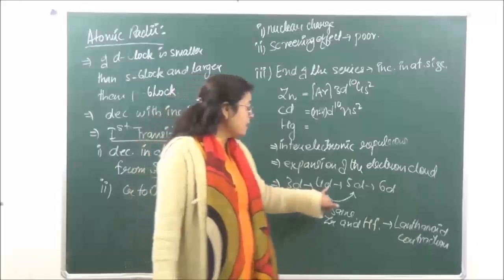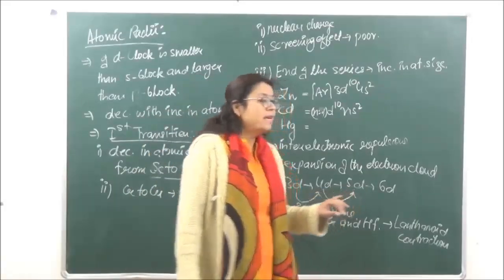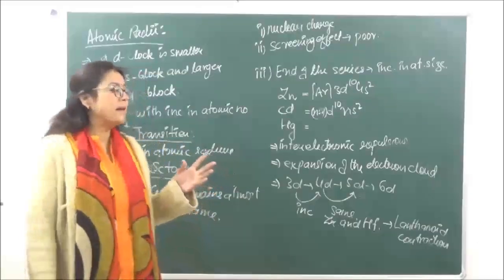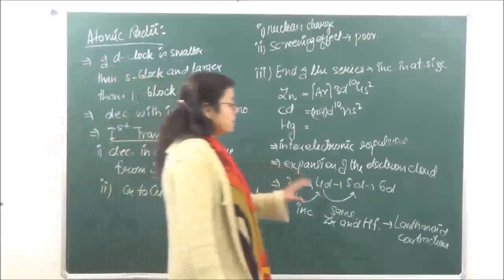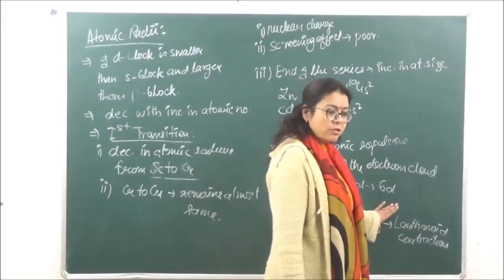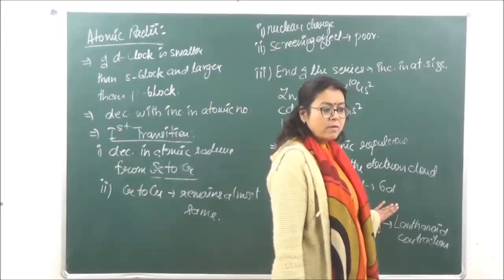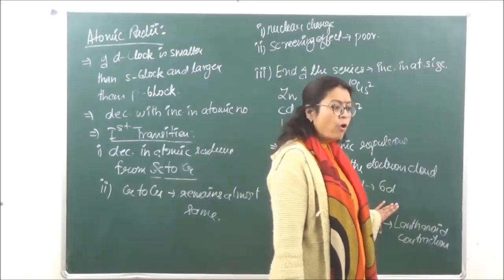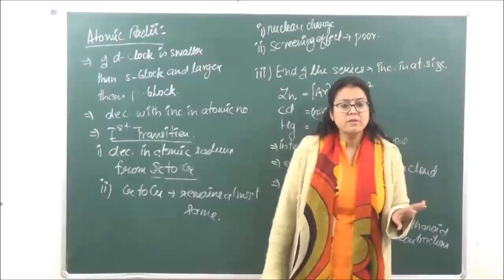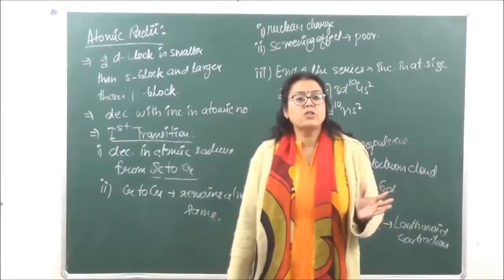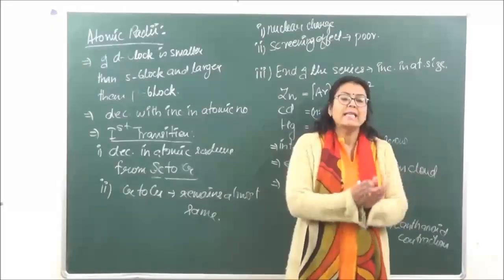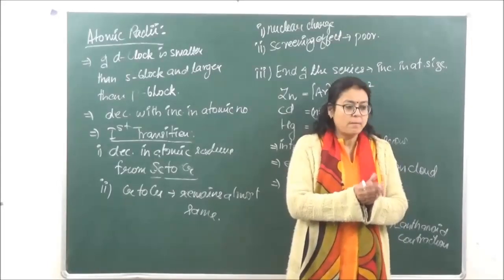So इसलिए when we are traveling from 4d to 5d, it is seen that 4d and 5d have almost the same atomic radii, and that we attribute to the lanthanoid contraction. और lanthanoid contraction क्या हुआ? Filling up of f orbitals before d orbitals, and as f orbitals have poor shielding effect, therefore the outermost electron is going to be attracted more to the nucleus, and the size does not change much.